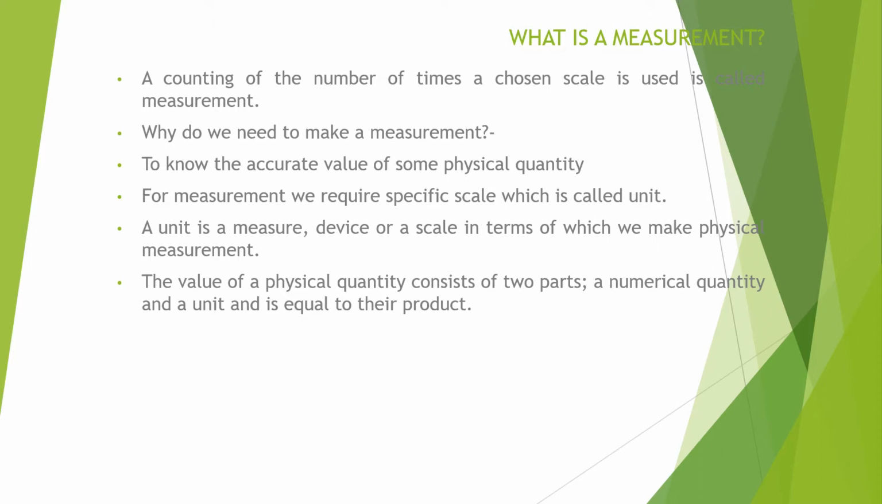Now for measurement we require a specific scale, and that scale is referred to as a unit. A unit is a measure, device, or scale in terms of which we measure physical quantities. The value of a physical quantity generally consists of two parts, a numerical quantity and a unit, and it is equal to their product. For example, length can be defined as 2 meter. So 2 is the numerical quantity and m is the unit in which the length is measured.